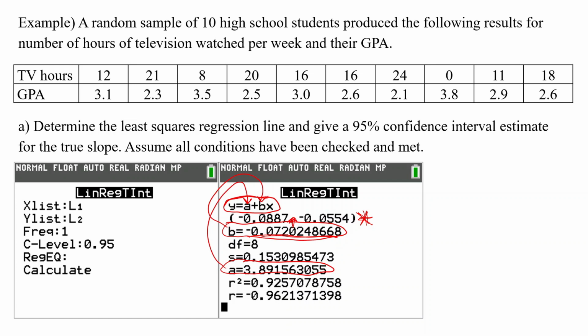Your degrees of freedom are 8 because you had 10 high school students. Degrees of freedom is going to be 8. s represents the standard deviation of your residuals. And then it does give you information about r squared and r.